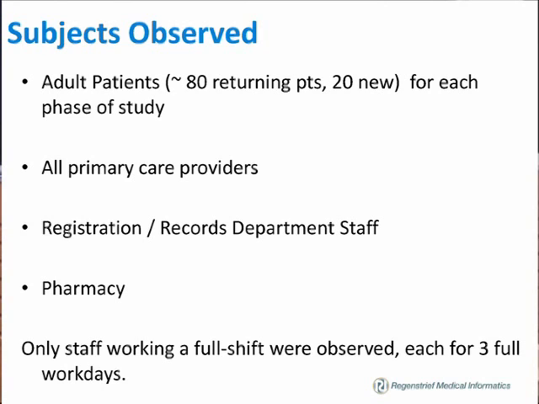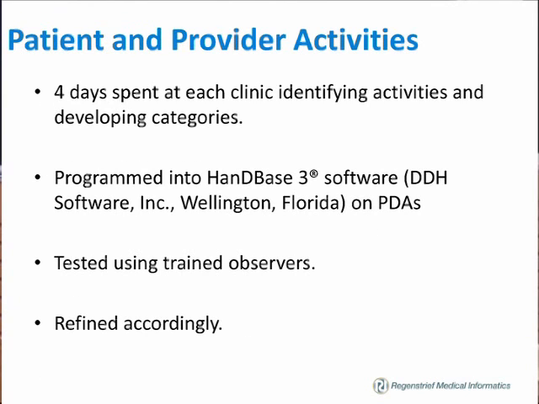But no, for this study, we observed adult patients, about 80 returning and 20 new patients, all primary care providers. Again, primary care providers here, for one of the clinics, it was actually doctors, clinical officers, and nurse practitioners, or people equivalent to nurse practitioners. And then in the other clinic, it was purely doctors. So we also observed registration staff, pharmacy, and things like that. I'll only report on the patient and doctor data, okay?